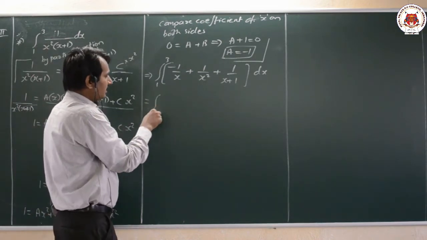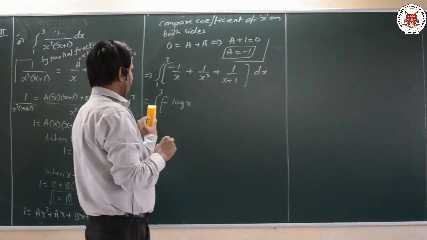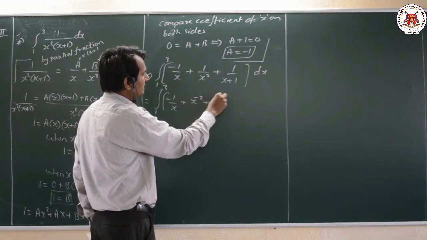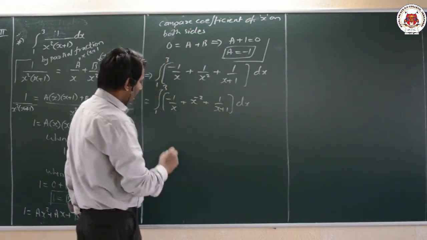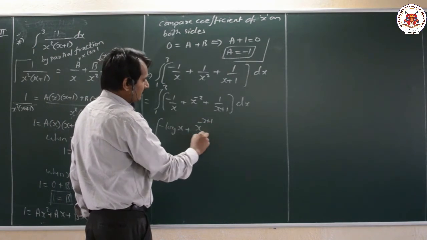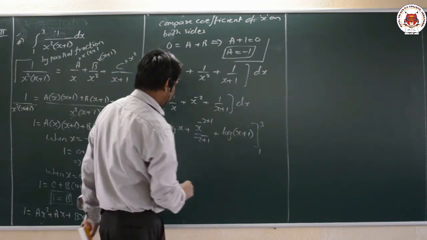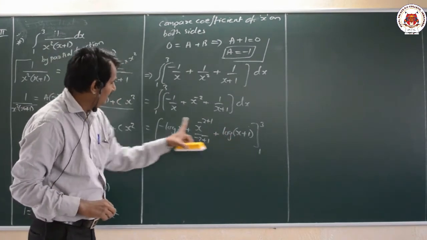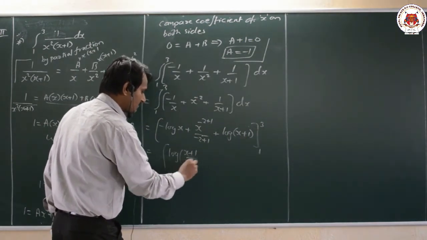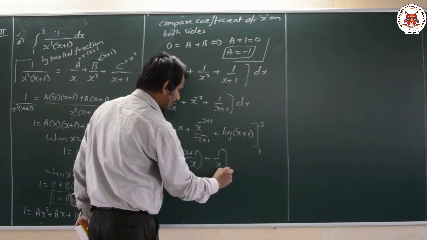Now here, the integral from 1 to 3 of minus 1 by x, integration of 1 by x will be log x. I will read it once again: integral from 1 to 3 of minus 1 by x plus x to the power of minus 2 plus 1 divided by x plus 1 into dx, which is equal to minus log x plus x raised to minus 2 plus 1 divided by minus 2 plus 1 plus log of x plus 1 between the limits 1 to 3. Now, log a minus log b is log a by b, so log of x plus 1 divided by x. Then minus of minus 2 plus 1, that is minus x raised to minus 1, that is 1 by x, between the limits 1 to 3.